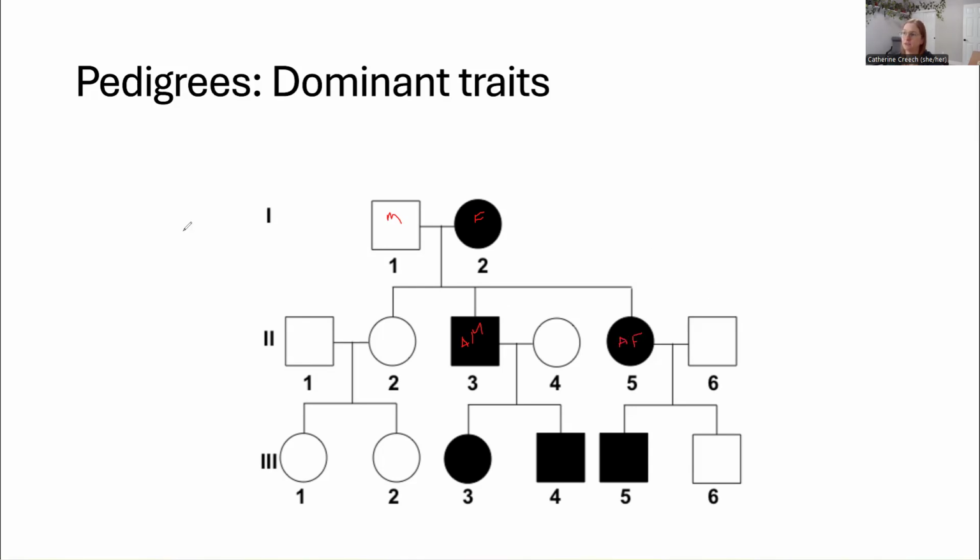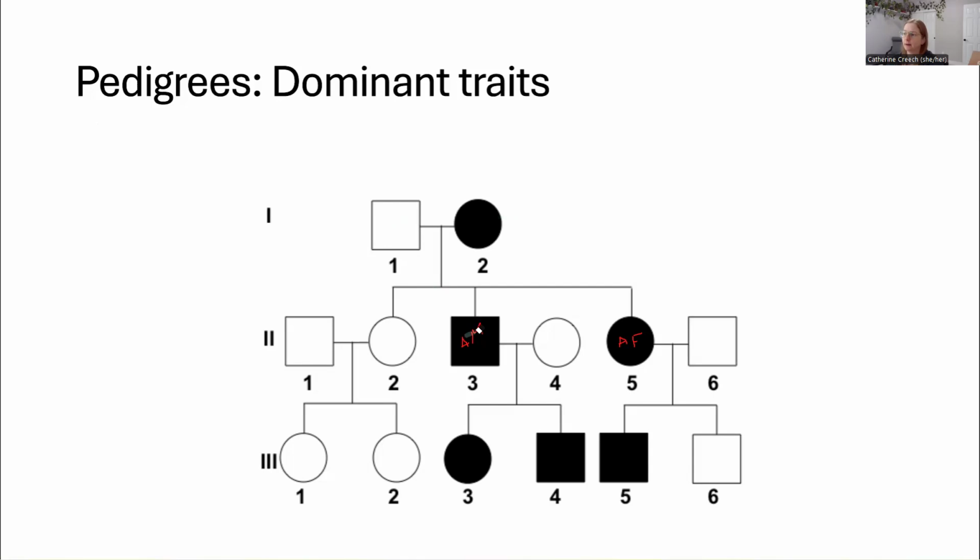We say affected because we can use this to look at many different types of traits. Maybe this is achondroplasia. Maybe it is having brown eyes or having curly hair, whatever it is, that trait would be the one you're looking at, would be the affected one. So it doesn't always have to be a disorder, but we started using pedigrees to track disorders in family, which is where the vocab came from.